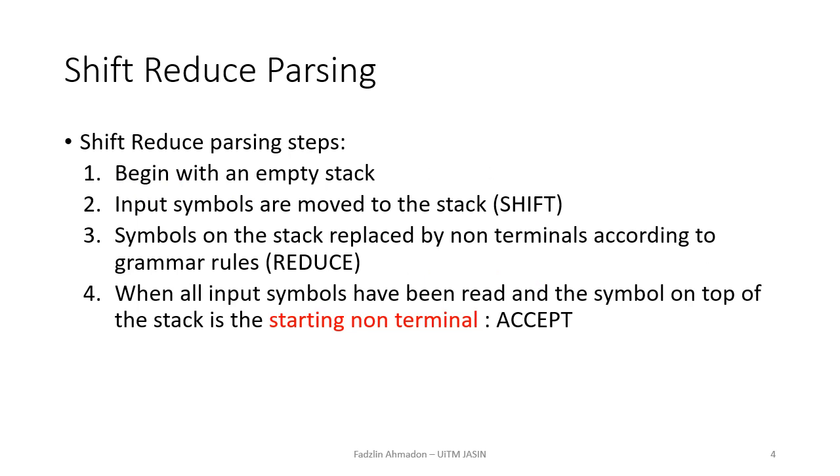Let's take a look at the steps involved in parsing an input using Shift Reduce parsing. First, we begin with an empty stack, and then input symbols will be moved to the stack, and this is an application of the shift operation. Next, symbols on the stack will be scanned, and if they match our rules, they will be replaced by a non-terminal, and this is called the reduce operation. And finally, when all input symbols have been read and the symbol on top of the stack is the starting non-terminal, we accept the string. Otherwise, we reject the string.